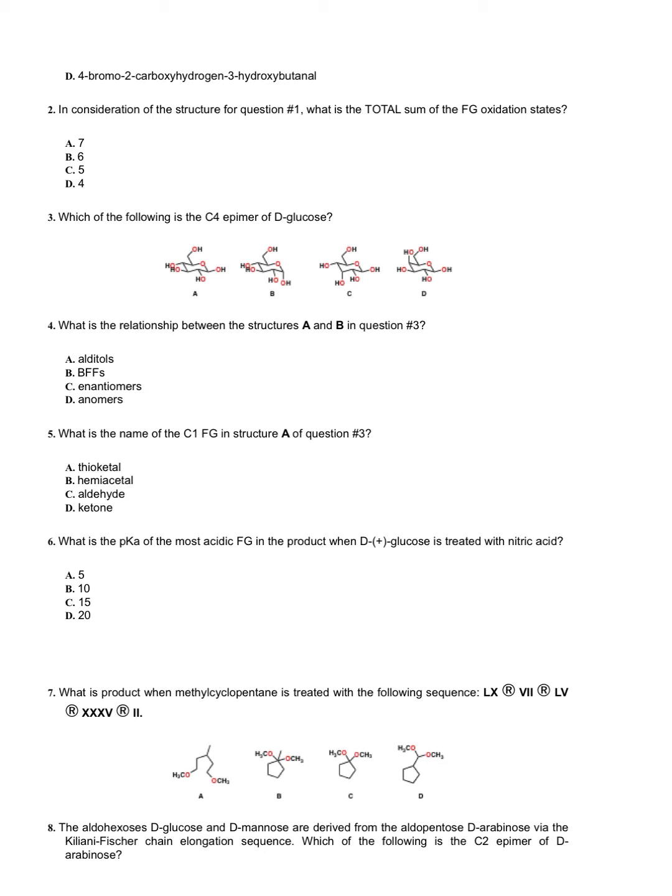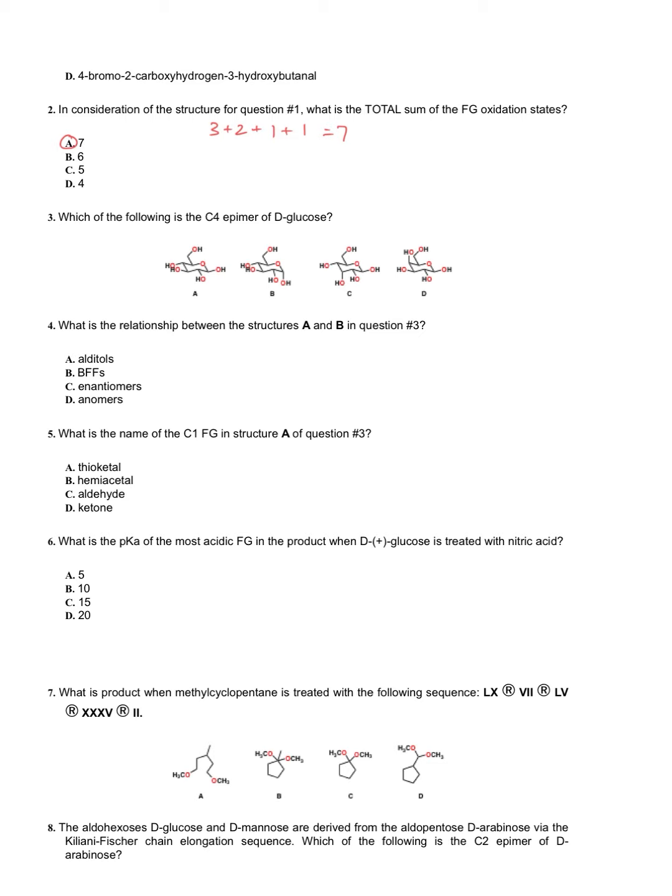Question 2 goes in consideration of the structure of question 1. What is the total sum of the oxidation states? So we had just done that. We have an acid, which is 3, plus an aldehyde, which is 2, plus an alcohol, which is 1, plus a bromide, which is 1. So that gets us 3 plus 2 is 5, plus 1 is 6, plus 1 is 7. So this is A.